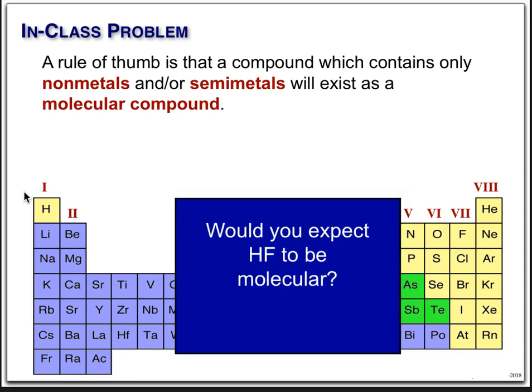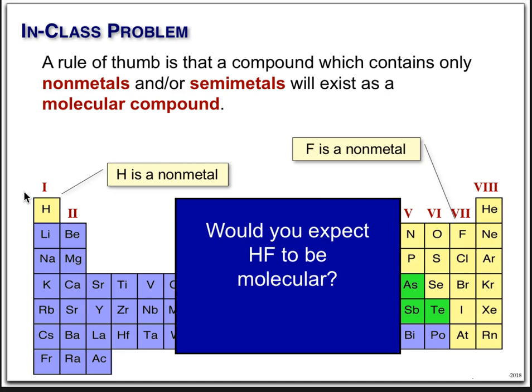Hydrogen fluoride. Hydrogen is on this side of the periodic table, but remember, the periodic table you get for your exam is not colored. Looks like this one. So just have to remember this is a nonmetal. Fluorine is over here. It's yellow. It's a nonmetal. This is a molecular compound with covalent bond.